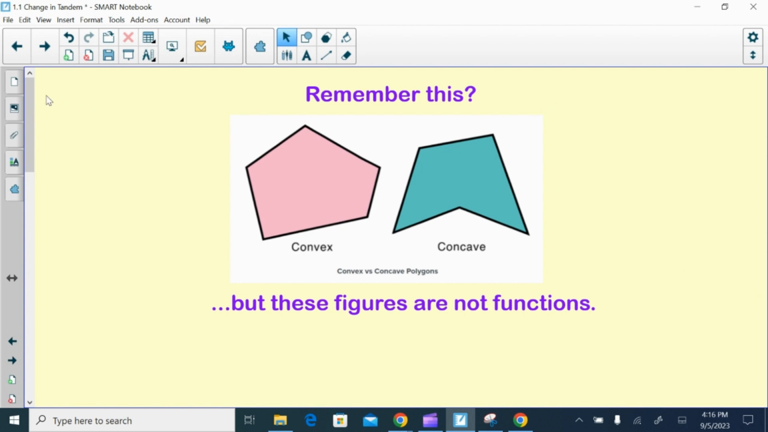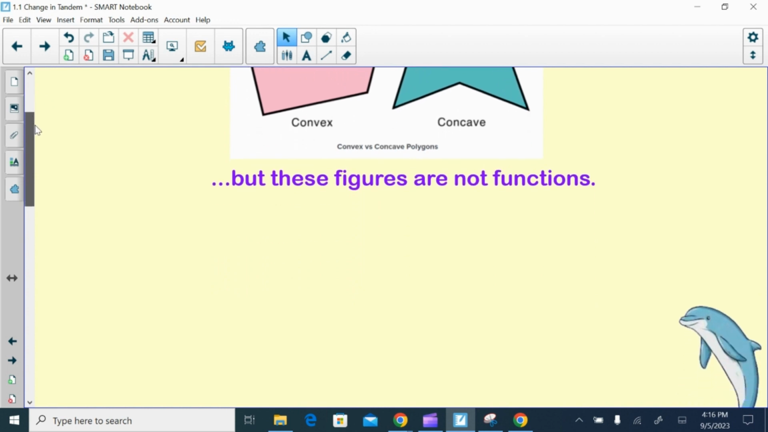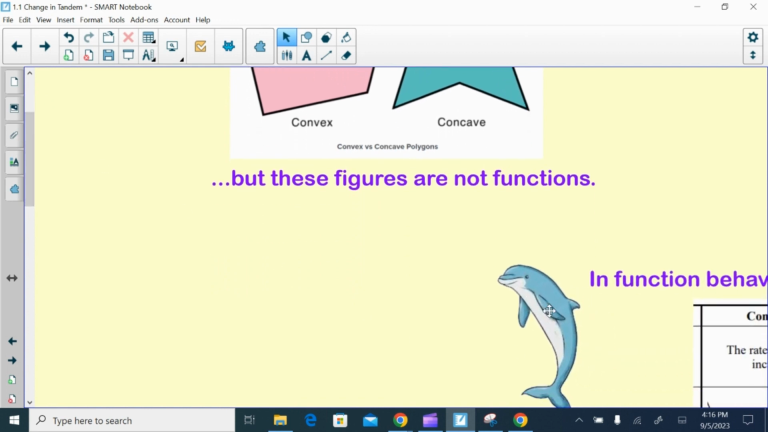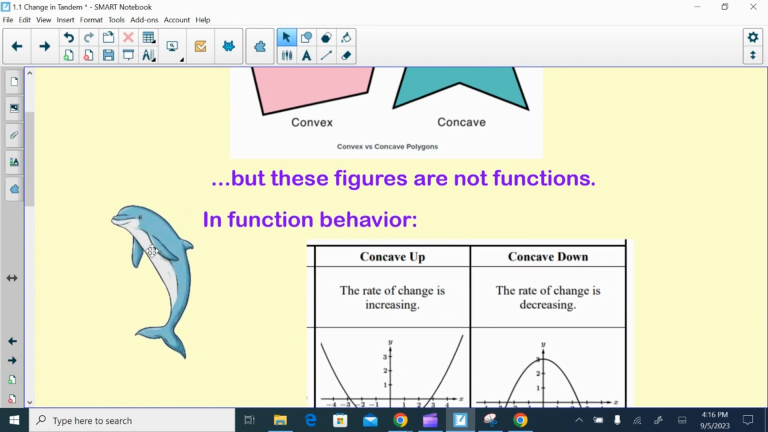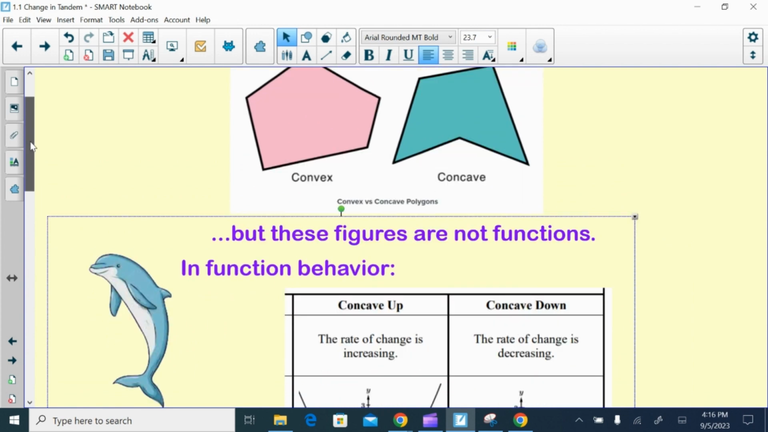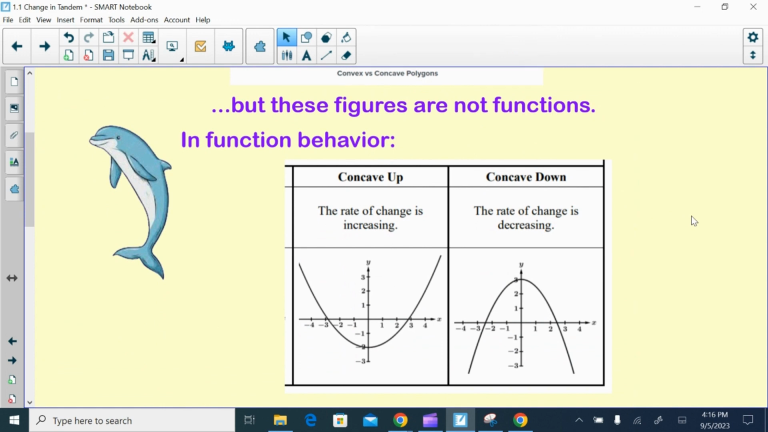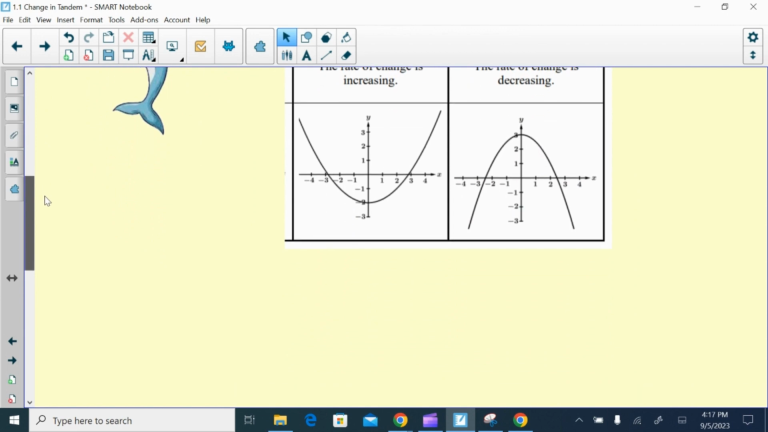No. So at this point in 1.1, we're not really getting too deep into the whole rate of change thing. That's coming up in the next couple of sections. Right now in 1.1, we're just kind of saying, okay, well, you remember what it means to be concave? Well, here's some examples of concave up and concave down in polynomials. And again, I don't want to get too deep in here. I think my students will intuitively be able to pick out where functions are concave up and concave down, and we'll get deeper into that in the next couple of sections.